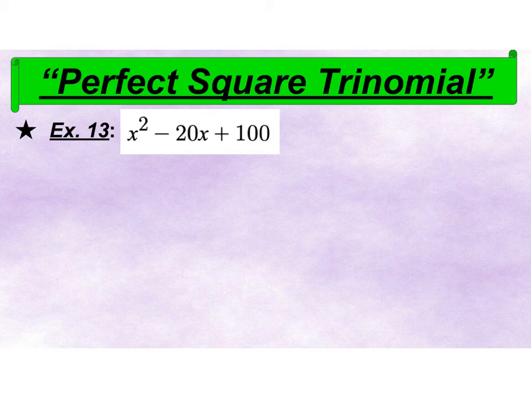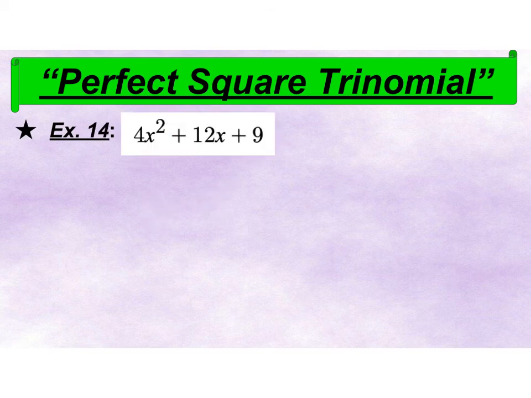Let's check this one out. The square root of the first term is x. Notice my sign of b, and the square root of the last is 10. So this is going to go to x minus 10, whole thing squared. Pause and give this one a try.